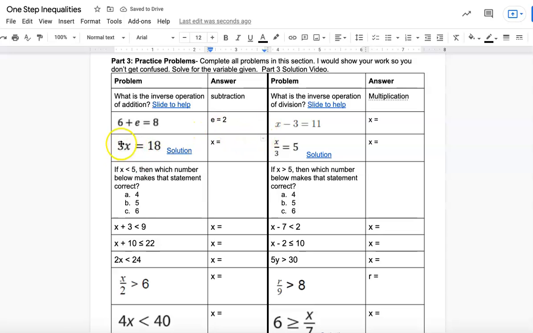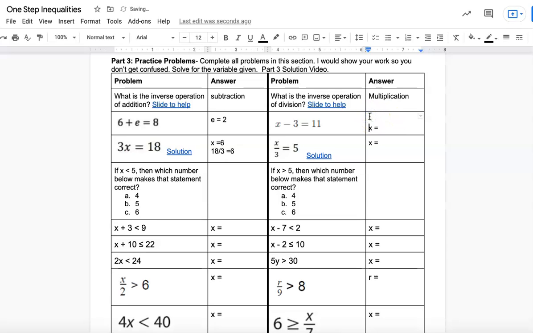And then 3 times what number equals 18? Well, you can just take 18 divided by 3 to get 6, and that would be what x is. X minus 3 equals 11, so when you're subtracting 3, the opposite would be to add 3, so you want to add 3 to both sides. So minus 3 and plus 3 will cancel, and then it's just 11 plus 3, which is 14. You can check your work.